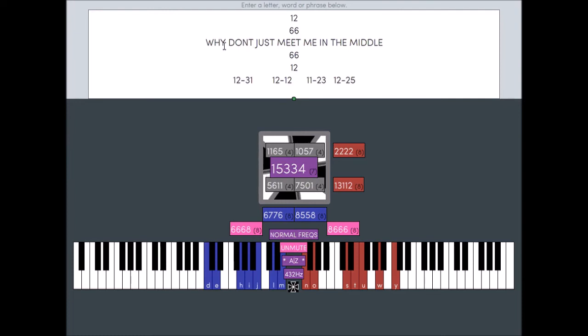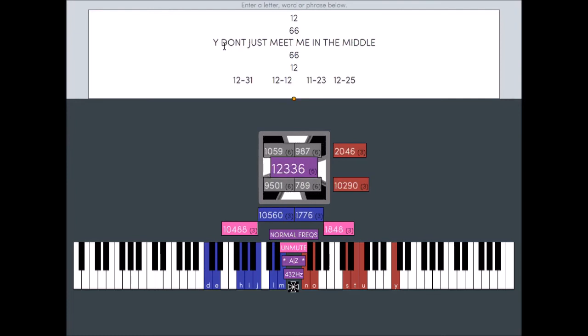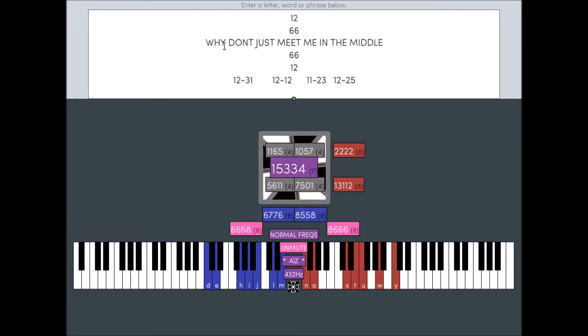Right, now let's convert that down here to where we could be choosing to think about the chromosome Y, the male, right? Why don't just meet me in the middle, meaning what? Y takes more than half. Doesn't just meet me in the middle, comes to the middle, goes beyond the middle. Y don't just meet me in the middle. Y goes further than the middle.